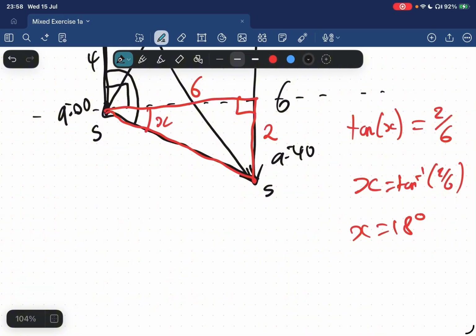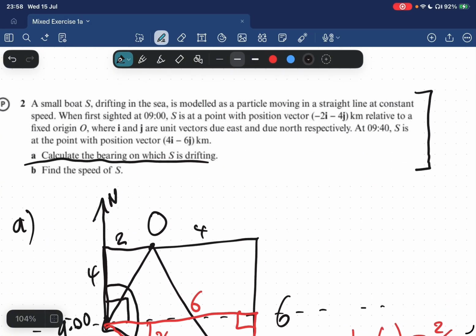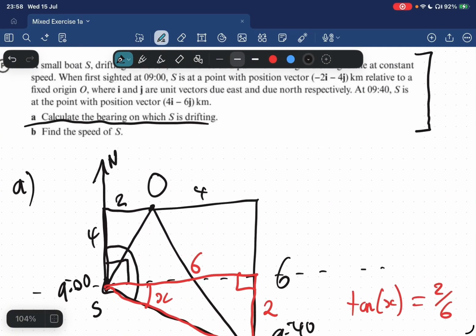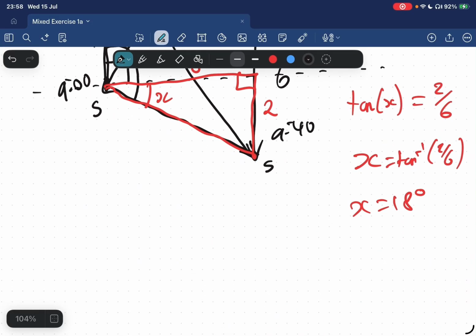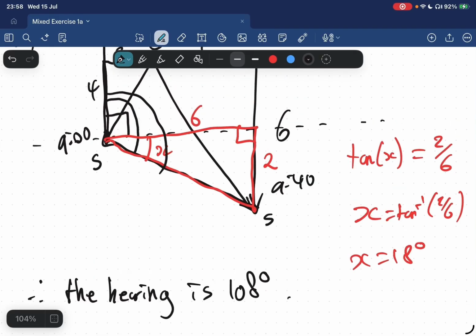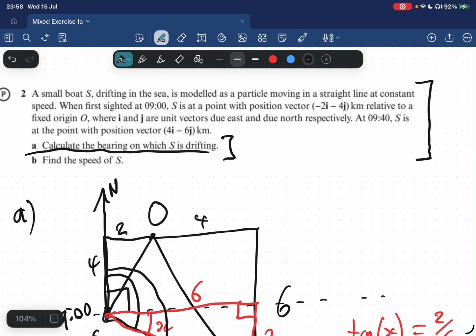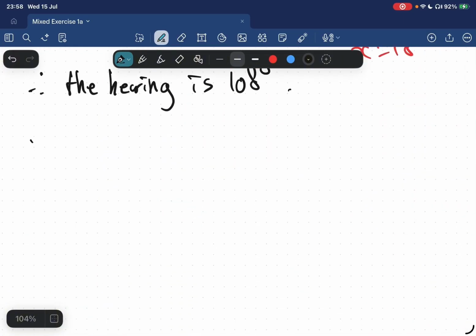Okay, but we didn't want x as 18 degrees. Well, we did want x at 18 degrees, sorry, but they weren't asking what x is, they were asking for the bearing. So therefore, that's what the 3 dots mean. Therefore, the bearing is our 90 degrees plus our 18 degrees, this full angle here. That's 108 degrees.